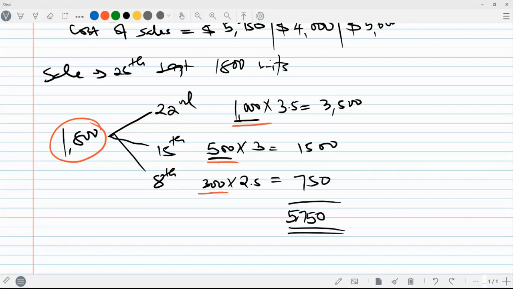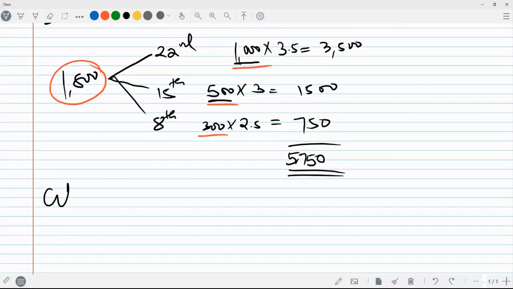Now the next bit we need to discuss is the closing inventory. On the closing inventory, we have on the 8th of September, so this is the closing inventory.